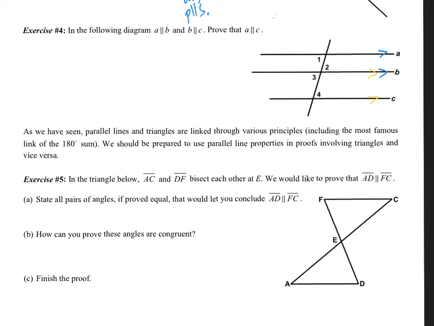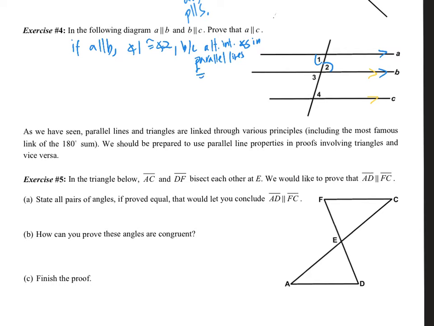So if A is parallel to B, then I know some things about some of the angles that we have present. I see angle 1 and angle 2. Angle 1 and angle 2 are going to be congruent to each other. The reason I know this is because their angle relationship is alternate interior angles, and I know that alternate interior angles, if you have parallel lines, are going to be congruent.